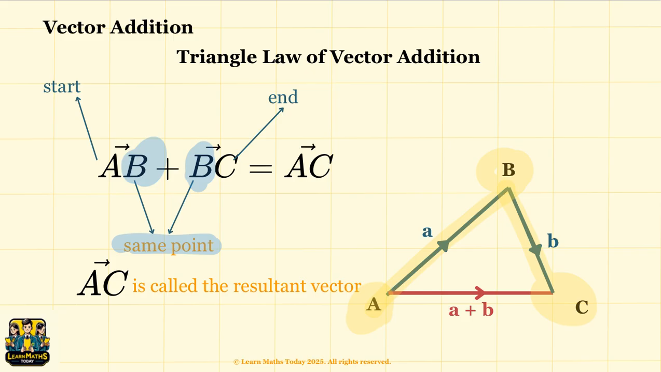So when we add vector AB to vector BC to get vector AC, it means that we go from A to B, then from B to C. And the result is like going straight from A to C. The reason why it's called the triangle law is because the points A, B, and C form a triangle.